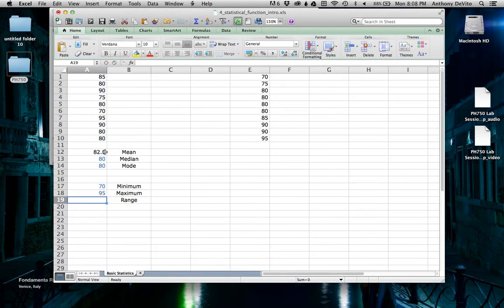But you can see where I'm going with this. These are all built in here. And the range is going to be the difference: the maximum minus the minimum. The range is 25. It gives us an idea how spread out these numbers are.